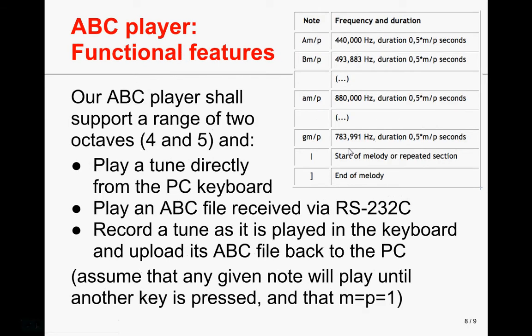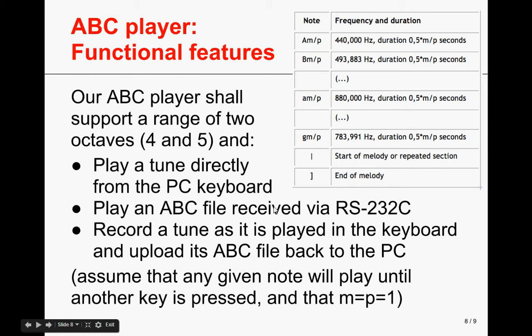So the ABC player may be specified according to the functional features that are summarized in this slide. It shall support a range of 2 octaves, namely octaves 4 and 5, which are represented here in this table, going from a minimum frequency of 440 Hz up to maximum frequency of 783 Hz. And it shall play a tune directly from the keyboard. That is the minimum requirement, and I expect that every student will be able to achieve this objective.